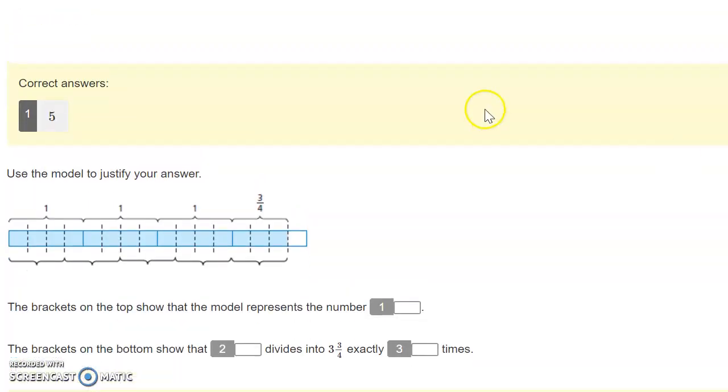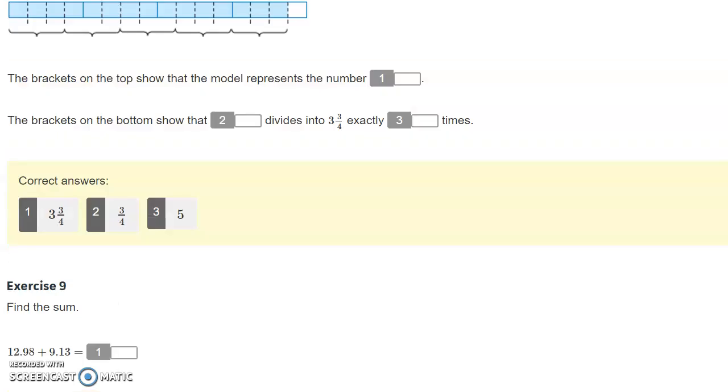Okay, so now we're doing, still on exercise 8, sorry about that. Okay, so the brackets on the top show that the model represents the number. Well, here's 1, 2, 3, and 3/4. The brackets on the bottom show that the numbers 1, 2, 3, 4, 5 are all, if you look right here, divided by 3/4, because here's our 3/4, and it goes in exactly 1, 2, 3, 4, and 5 times.